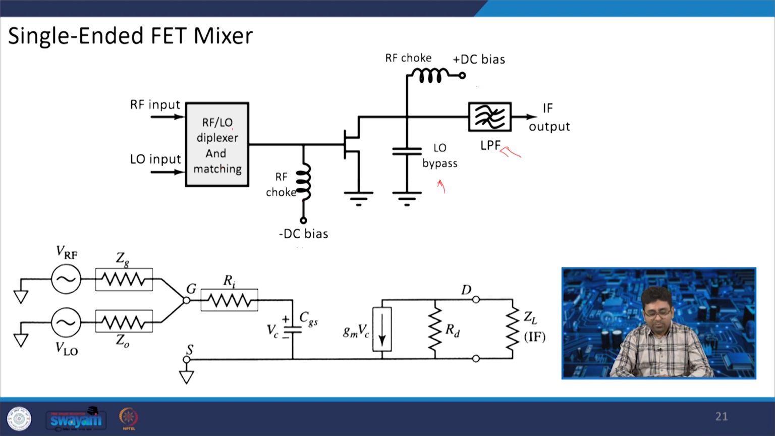If you try to make a small signal model, this is represented as a V_RF input with an impedance of Z_G. This is a V_LO input with an impedance of Z_0, and then there is an R_i, the input impedance when we look at the MOSFET side. This is a C_GS capacitor. If we neglect C_GD, the current in the FET is g_m into v_c. This is a load R_D, and then you will have a Z_L at IF. Now we will try to find the conversion gain of the same.